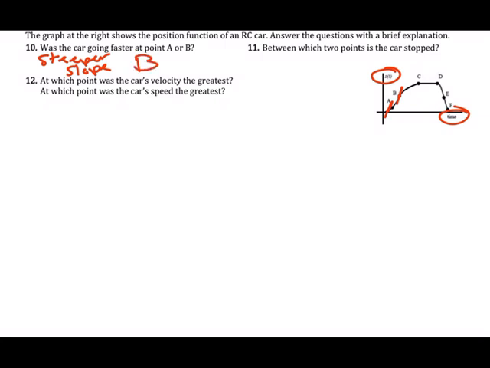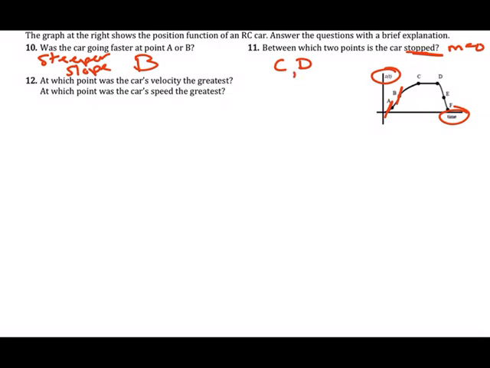The next question says, between which 2 points is the car stopped? Well, when is it stopped? If it is stopped, that means that we would be looking for a slope of 0 because it's not moving left or right. The position is not changing. And that appears to be happening between C and D since the slope is 0.